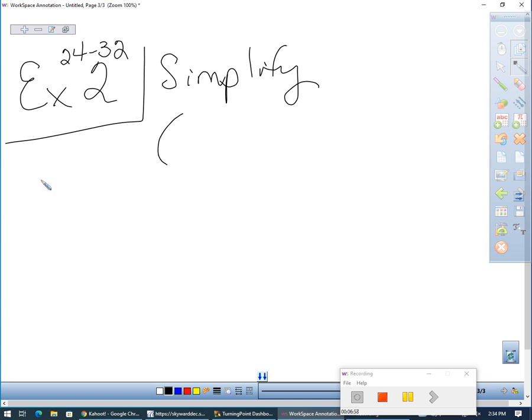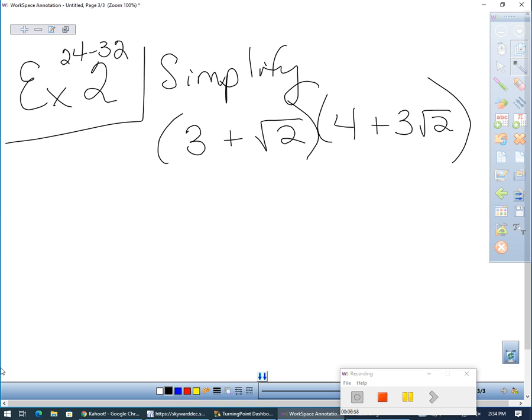We'll see. We have 3 plus the square root of 2 times 4 plus 3 square root of 2. So I'm multiplying 2 binomials together. How do I like us to do it? The box. Very good. Let's put it in the box. So I have 3 plus the square root of 2 times 4 plus 3 square root of 2.